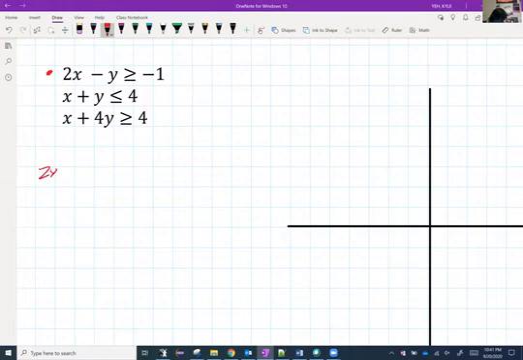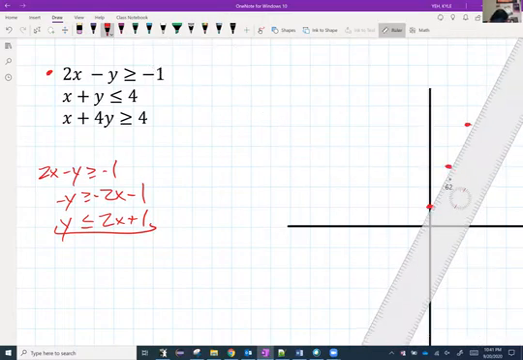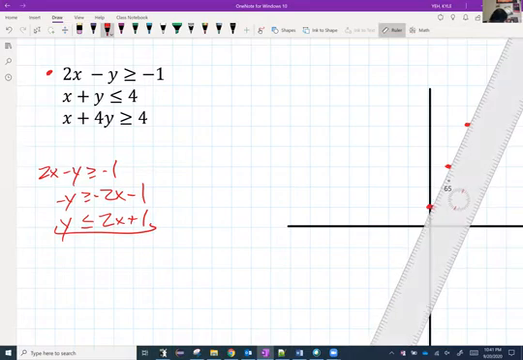So 2x minus y is greater than or equal to negative 1. That means that negative y is greater than or equal to negative 2x minus 1. If I divide by a negative 1, recall, I have to flip the sign. So y is less than or equal to 2x plus 1, flipping all those signs. So here's my plus 1, slope is 2. I can grab my ruler and draw that in. Solid line, because it was less than or equal to.